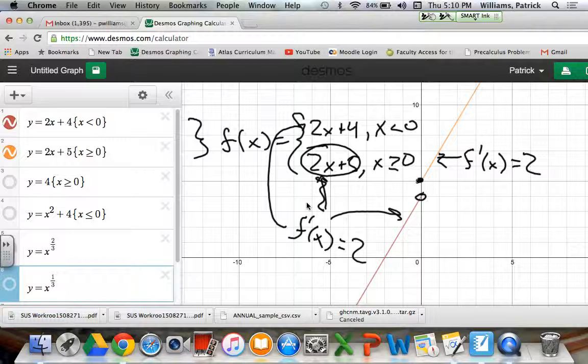So even though the slopes match up on either side, remember that there's basically no way we could make this jump from this point right here to this point right here without essentially having an infinite slope. An infinite slope is another example of a vertical tangent. So in this case, the function is not differentiable at the point x is equal to 0.